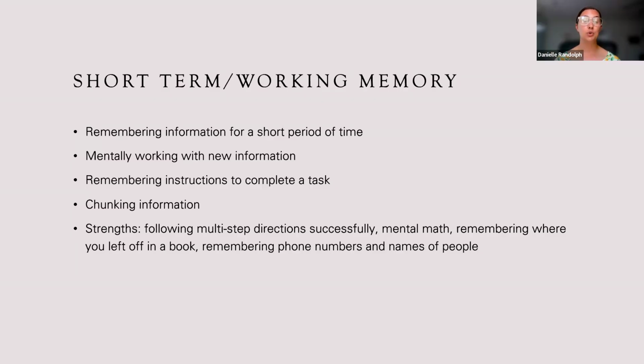But if you don't store it properly in this part of your brain, then it's really difficult to get it back to the long-term retrieval, which, as I just said, can be difficult if we're trying to replicate things down the road. If you have strong short-term memory or working memory skills, you're good at following multi-step directions. You're good with mental math, remembering where you left off in a book, and again, remembering phone numbers or names of people.